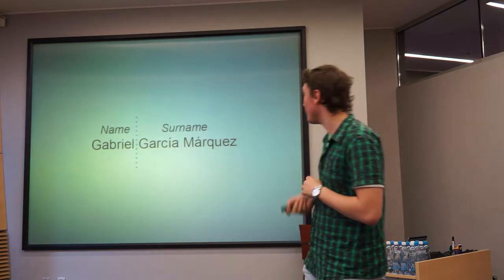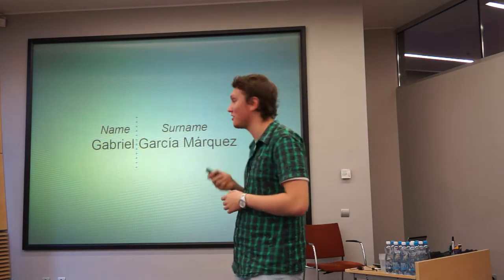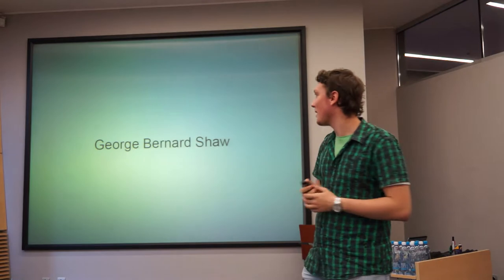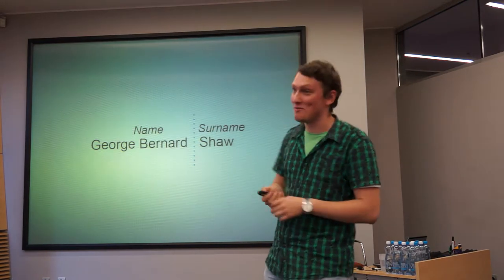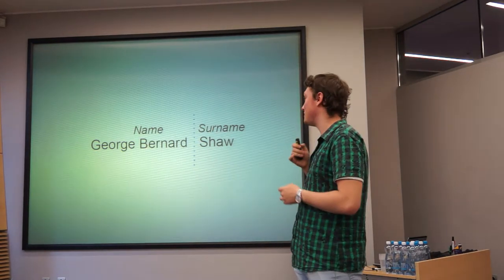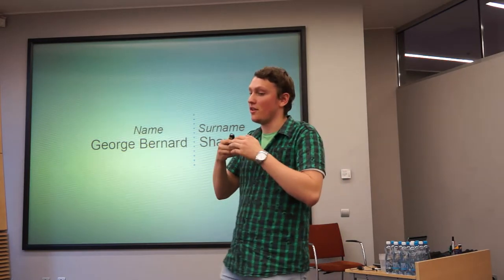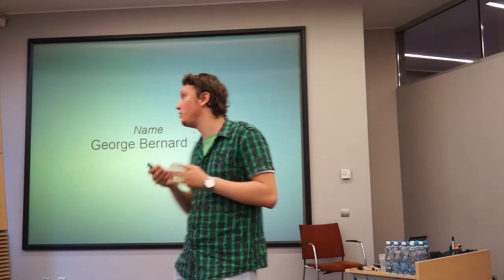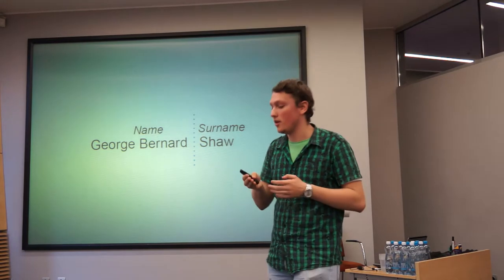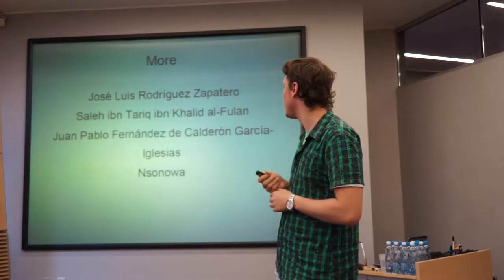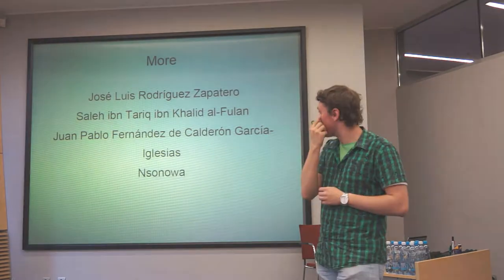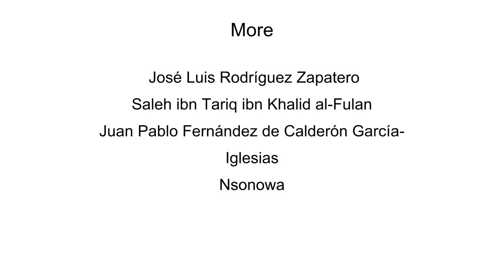Gabriel is a name. Yeah, so Gabriel is a name, Garcia Marquez is a surname. The next. What's a name? George Bernard. Yeah, so George Bernard is a name, Shaw is a surname. And you need to think about how to recognize it. You don't have a strict solution. You need to think about it. And something more, it's quite hard to split them into tokens.